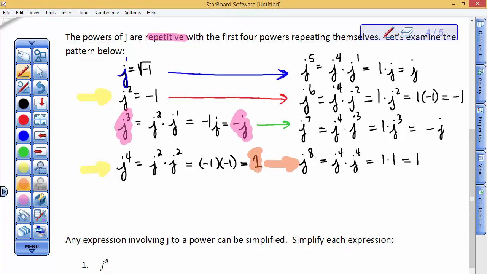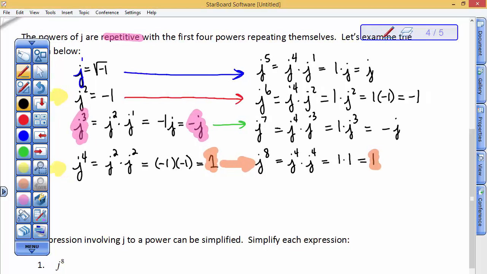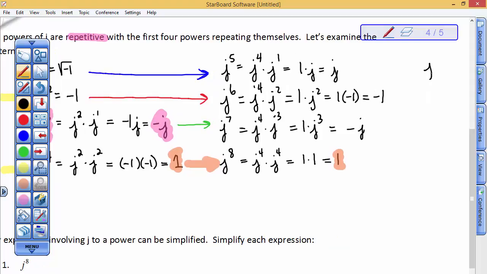Do you notice that the pattern is in patterns of 4? The answers will be j, negative 1, negative j, and 1. So do you see this? J, negative 1, negative j, and 1. J, negative 1, negative j, 1. J, negative 1, negative j, 1. If you want to memorize it. I don't. I like to develop it.